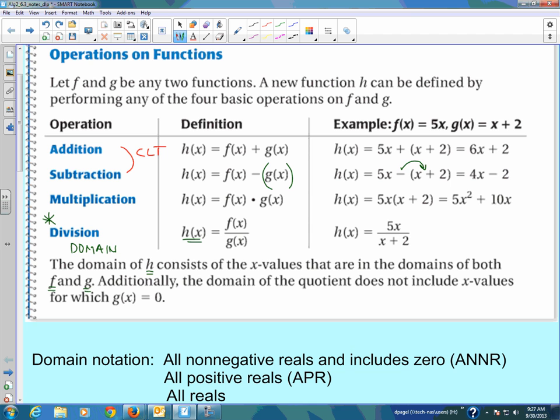Now, they have a special case here to watch out for. When you're talking about the domain of the quotient, remember that you cannot divide by 0. So every time we have a division, we should be setting that denominator equal to 0, because in doing so, we're going to find the values of x that make the denominator 0, which means those are actually values of x that your domain cannot be. So you've got to be careful with division.